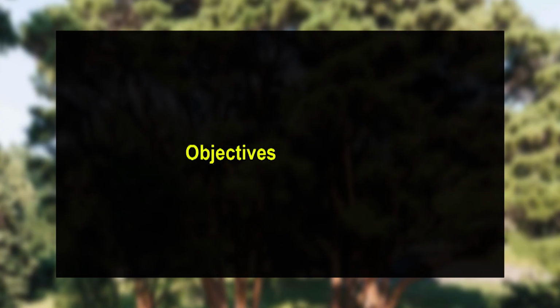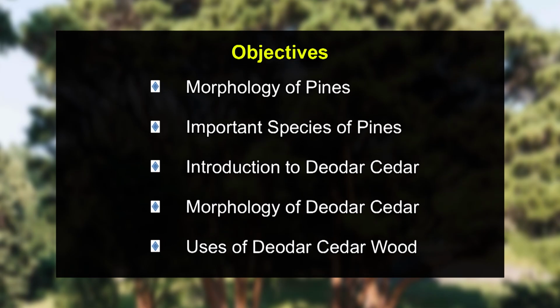Today I'll be discussing the topic morphology and diversity of two commercially important softwood species, pine, that is genus Pinus, and Deodar, that is Cedrus deodara. The contents of my presentation are morphology of pines, some important species of pines, introduction to Deodar cedar, morphology of Deodar cedar and uses of Deodar cedar wood.